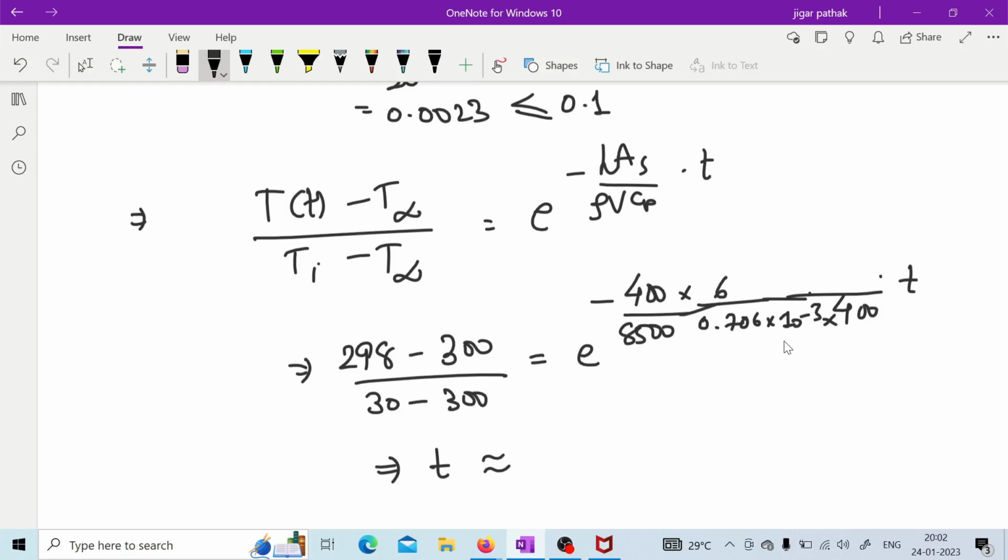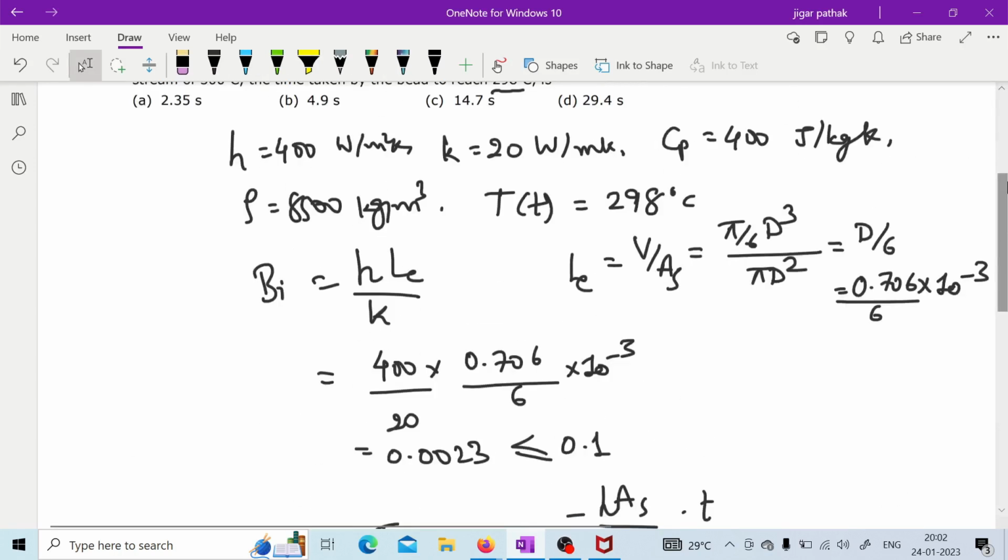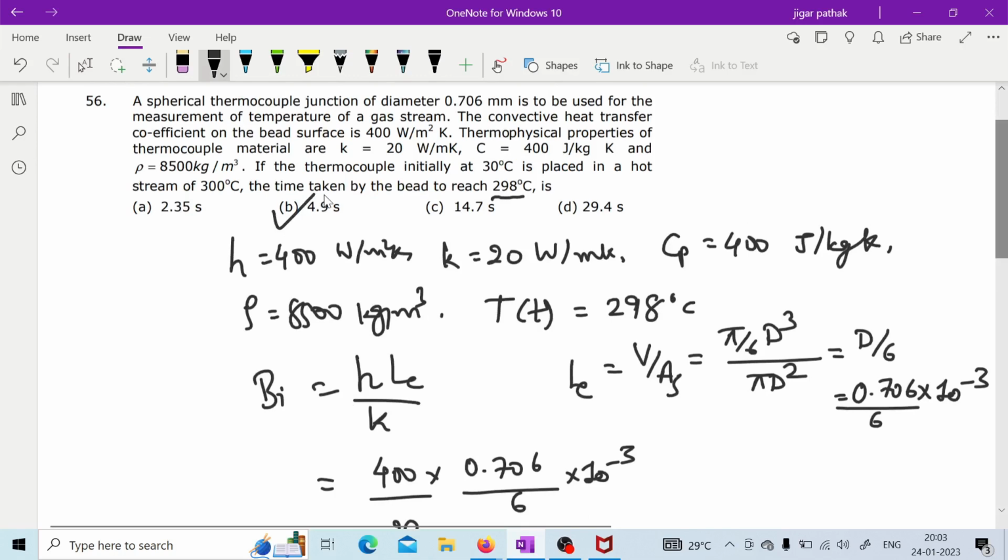So what is T? Can anyone tell the answer? 4.0. 4.9. Sorry? 4.9. 4.9 seconds is the answer, right? So it must be given in the options, I guess. So this is the correct answer. Okay.